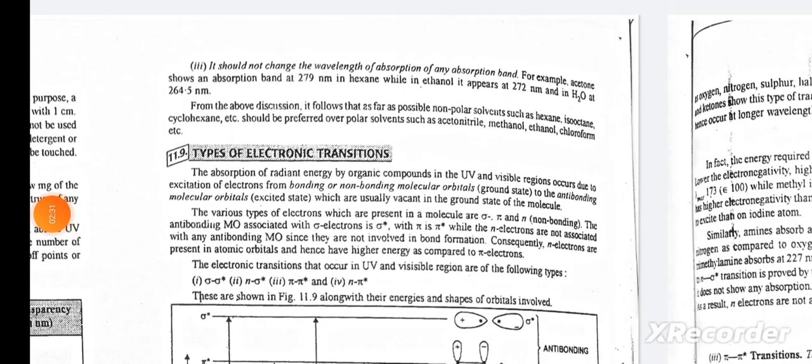It should not change the wavelength of absorption of any absorption band. For example, acetone shows an absorption band at 279 nanometer in hexane, while in ethanol it appears at 272 and in H2O at 264.5. From the above discussion, it follows that as far as possible, non-polar solvents such as hexane, isooctane, cyclohexane, etc. should be preferred over polar solvents such as acetonitrile, methanol, ethanol, chloroform, etc.